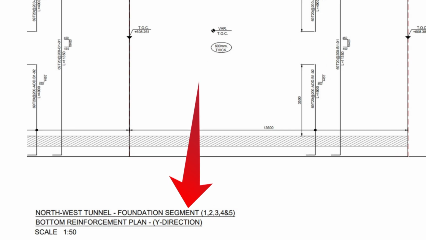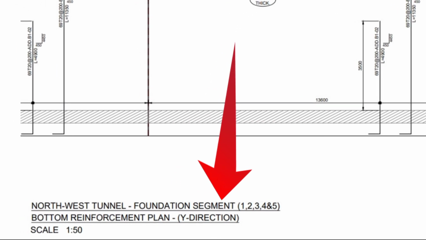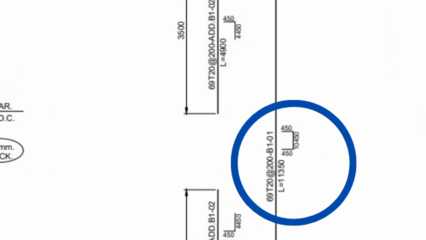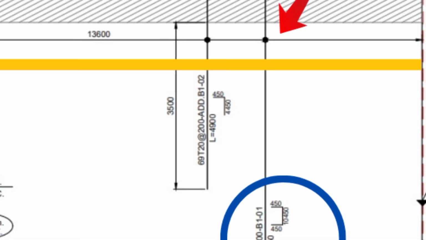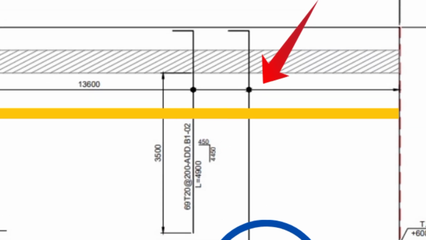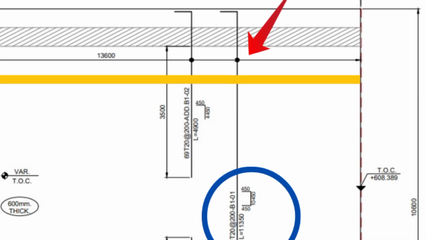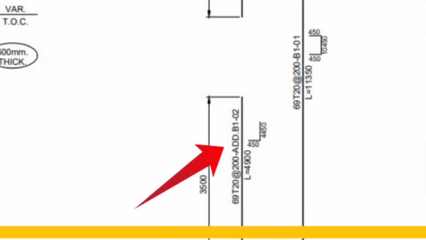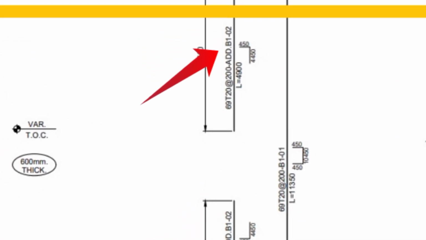The tunnel foundation segment 1 bottom reinforcement plan in the Y direction has 69 pieces of 20 millimeter steel bars with a spacing of 200 millimeters, and the dimensions are also included, with the steel bars used from the right side to the left side. Next, additional steel bars will be used in the same location for the bottom reinforcement of both walls.